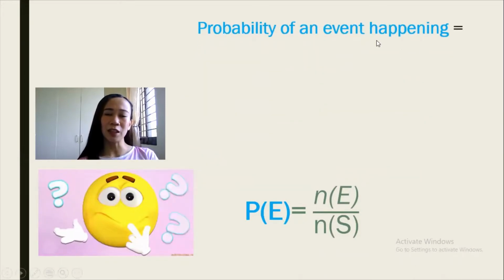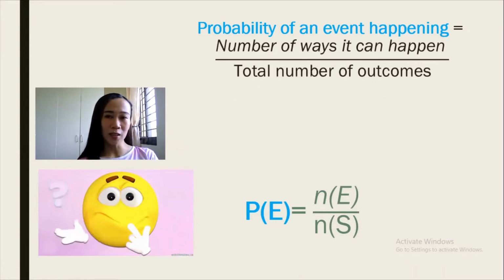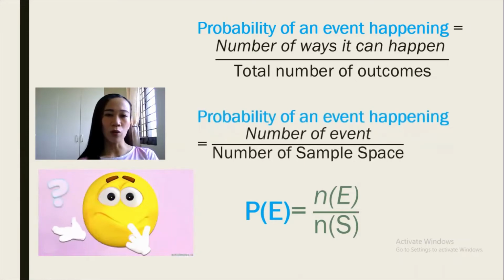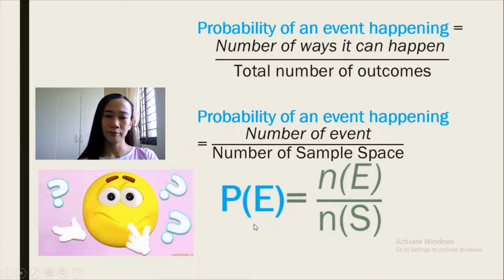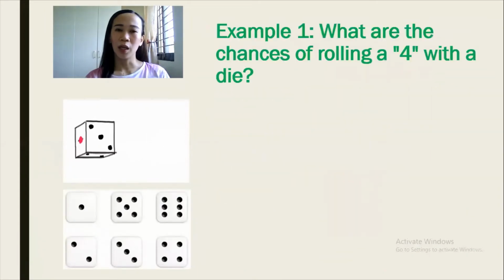Probability of an event happening is equal to the number of ways it can happen over the total number of outcomes. Or it's also the number of events over the number of sample space. The formula is this one. This is our first example.